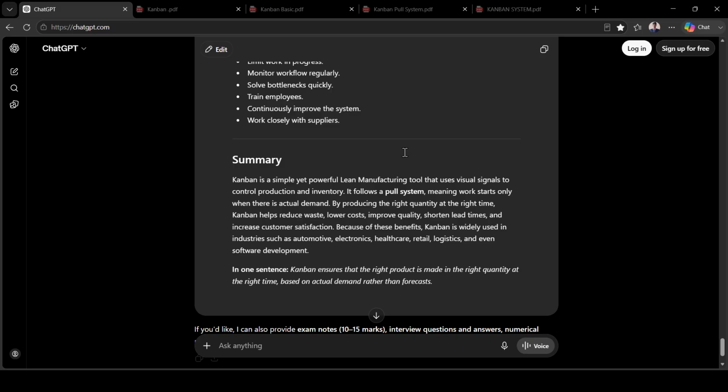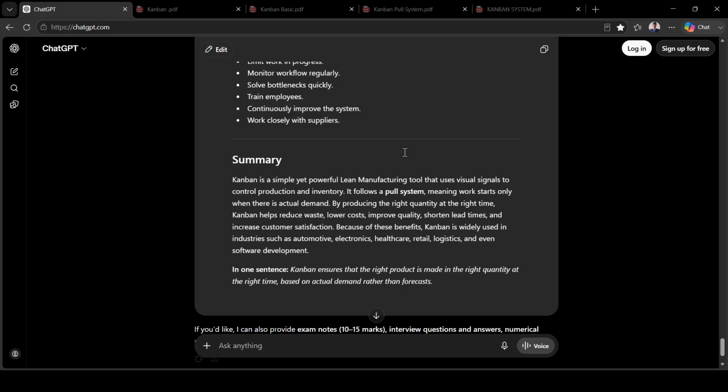Because of these benefits, Kanban is widely used in industries such as automotive, electronics, healthcare, retail, logistics, and even software development. In one sentence, Kanban ensures that the right product is made in the right quantity at the right time, based on the actual demand rather than the forecast.